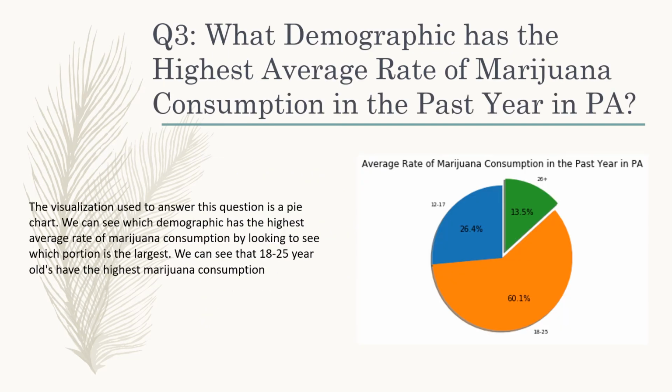So the third question I asked was, what demographic has the highest average rate of marijuana consumption in the past year in Pennsylvania? The visualization used to answer this question is a pie chart. We can see which demographic has the highest average rate of marijuana consumption by looking to see what portion is the largest on the pie chart. We can see that 18 to 25-year-olds have the highest marijuana consumption rate at 60.1%.